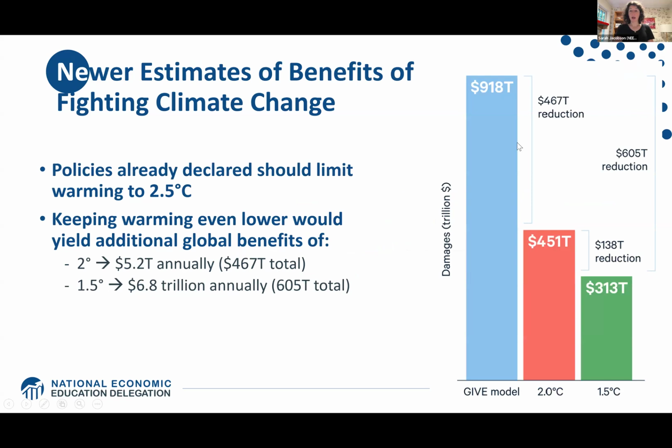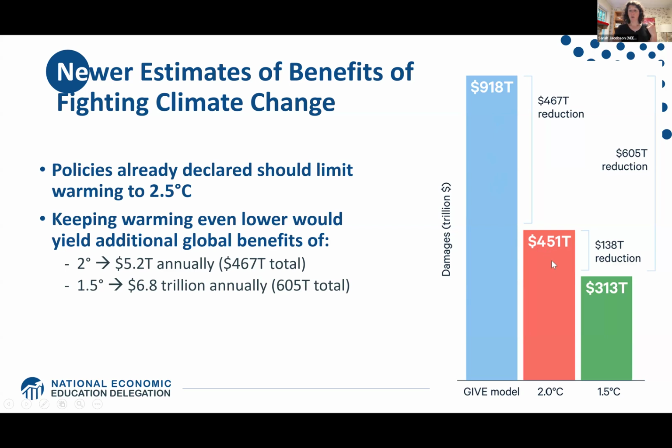I also have some slightly newer estimates, and your Zoom panel of videos might be on top of some of these. The policies that are already out there in the world, this might surprise you. There are a bunch of climate change policies that are out there. And if people follow through on them the way that they are designed, then they should limit the warming that we would face in the planet to 2.5 degrees C versus 5 or more degrees C, which is what it would have been without the policies that are already out there. That should yield about $900 trillion in damages, according to some newer models.